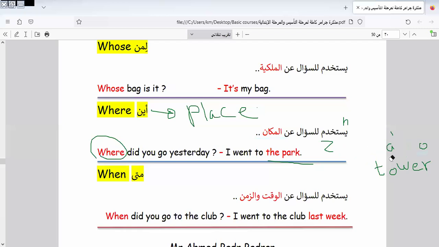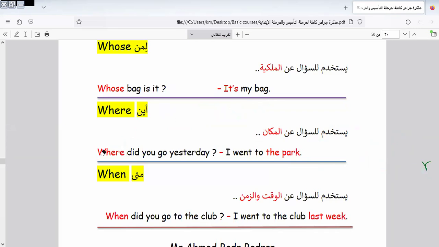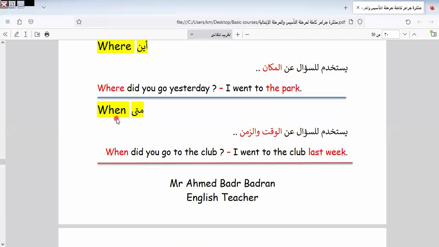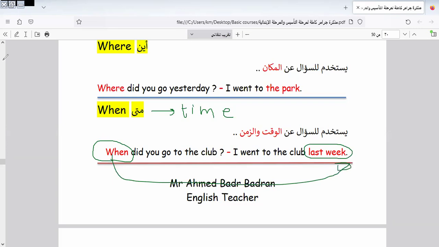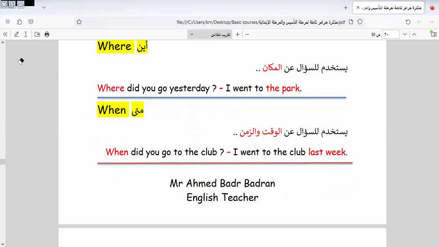Let's continue the rest of this lesson. In the next class I will make a practice on it. Here we have when. When is used to ask about time. Like this: when did you go to the club? I went to the club last week. So this is the time. When asks about time. Let's continue the rest of the unit.